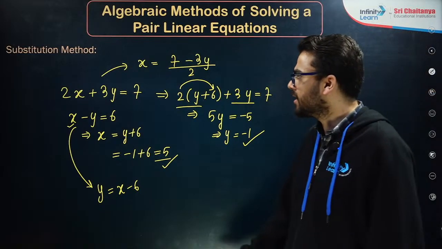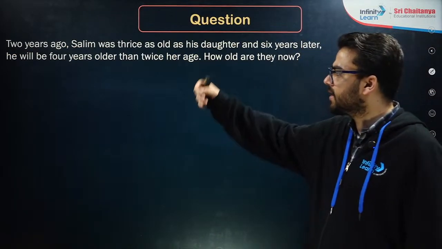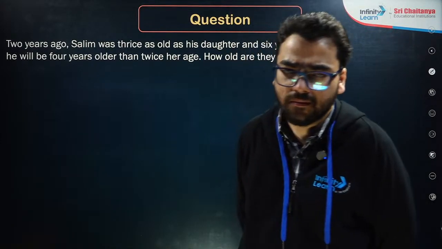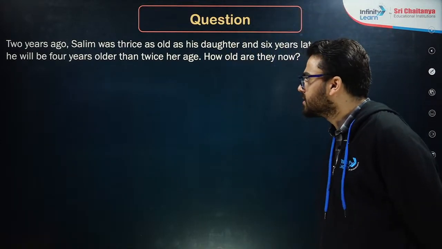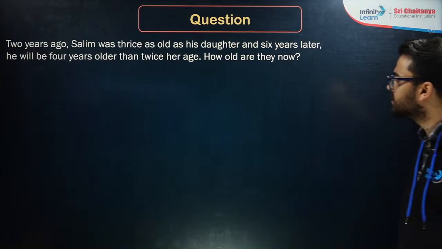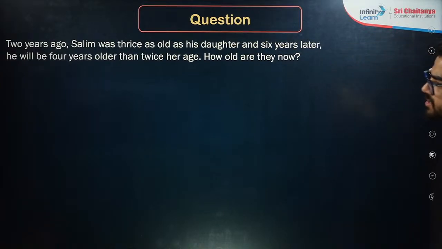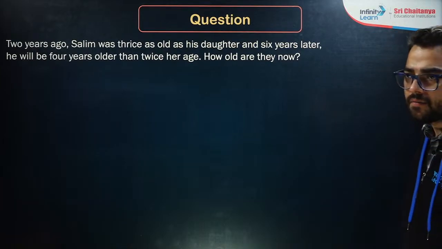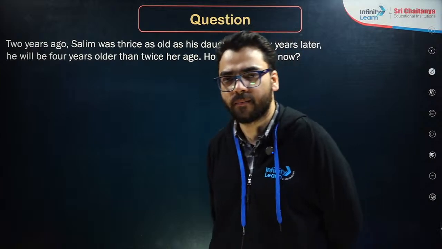Okay. So let's try doing this one, guys. Try doing this one. Let me know the answer in the chat itself. So 2 years ago, Salim was thrice as old as his daughter, and 6 years later, he will be 4 years older than twice her age. How old are they now? You have to find their present ages, the present age of Salim and his daughter.